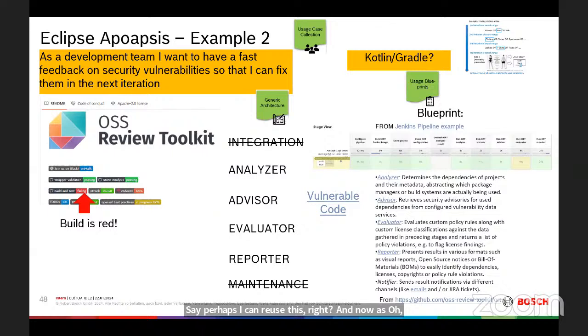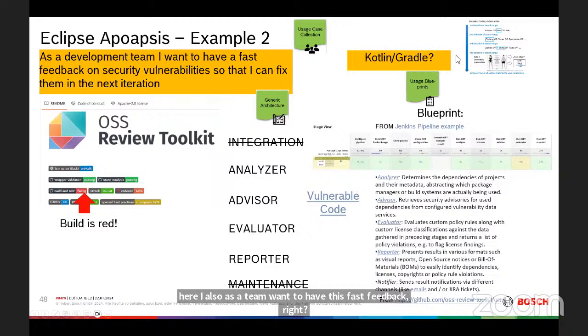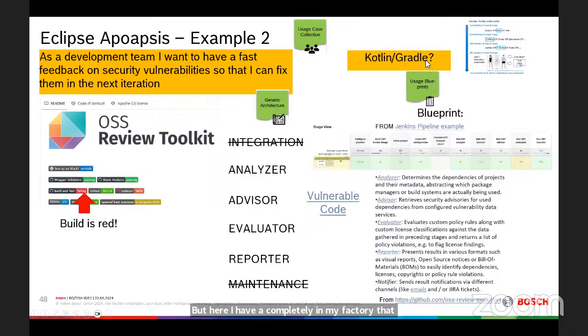to show that there might be a difference with another fact sheet, here I took the OSS Review Toolkit itself, right? So here I also, as a team, want to have this fast feedback. But in my fact sheet, I can see, well, I'm not a Yocto BitBake project. Here I'm a Kotlin Gradle project. But nevertheless, I also have a blueprint.